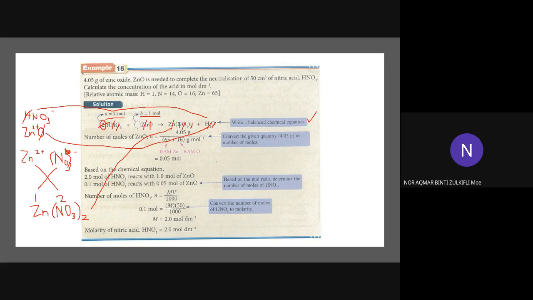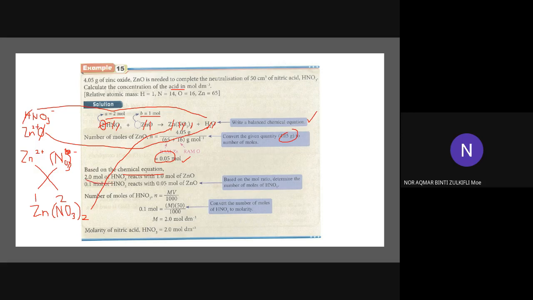So we need to find the number of mole. Given to you mass, you must remember how to find mole: mass over molar mass. So you got 0.05 mole. After that, you compare the stoichiometric. From the question, we need to find the concentration of the acid. So 0.05 mole here, we need to compare with the original equation.